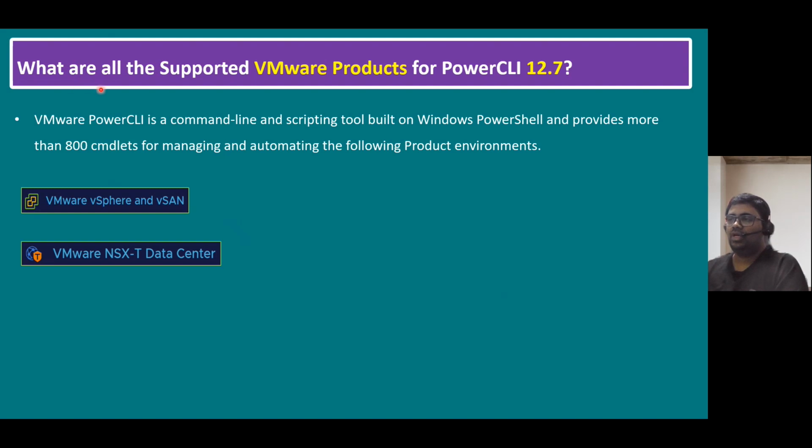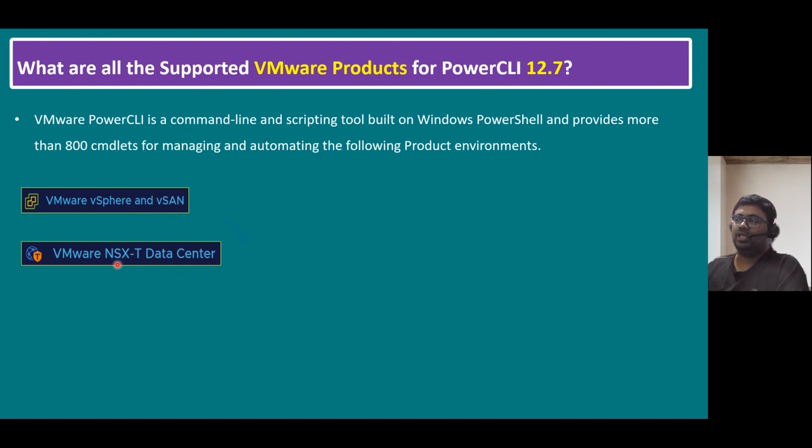This point is, what are all the supported VMware products for PowerCLI 12.7? VMware PowerCLI is a command line and scripting tool built on Windows PowerShell and provides more than 800 cmdlets specifically for managing and automating the following VMware products. We are already aware that PowerCLI mainly supports vSphere, that means server virtualization, storage virtualization, vSAN, and network virtualization, VMware NSX-T Data Center. These three we are already aware of.